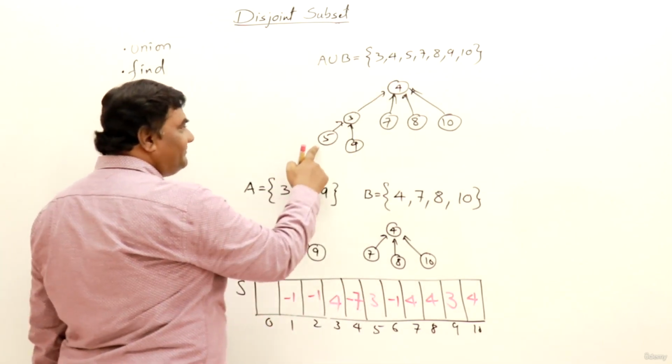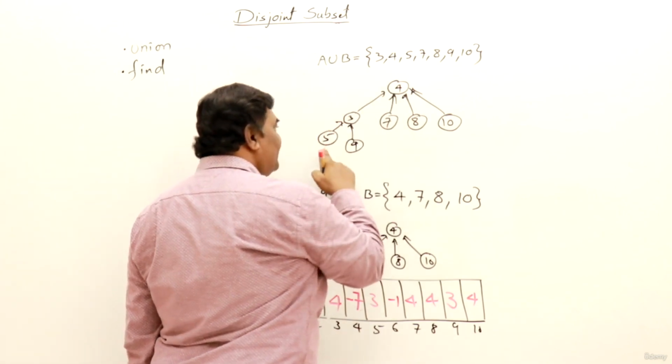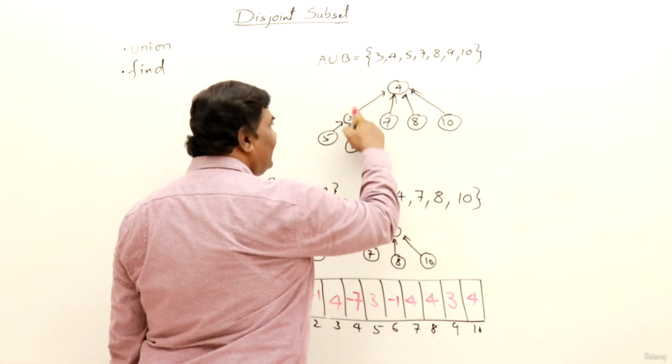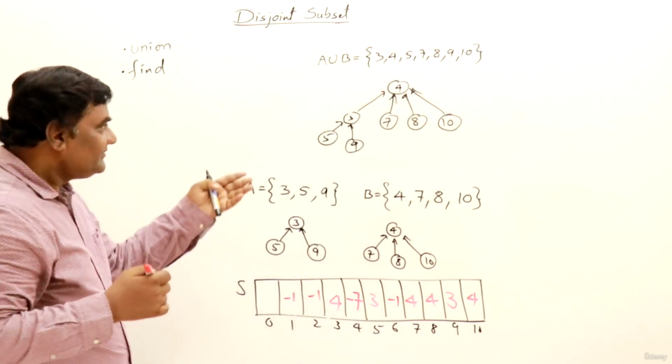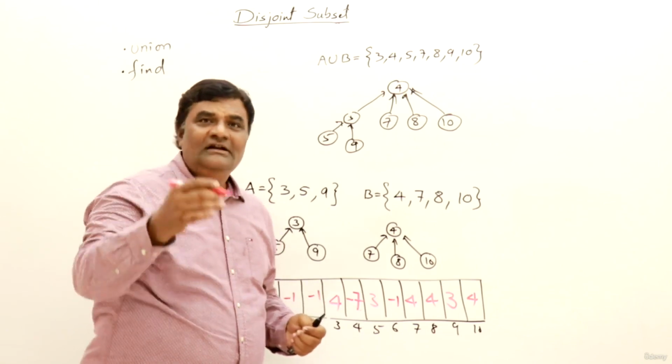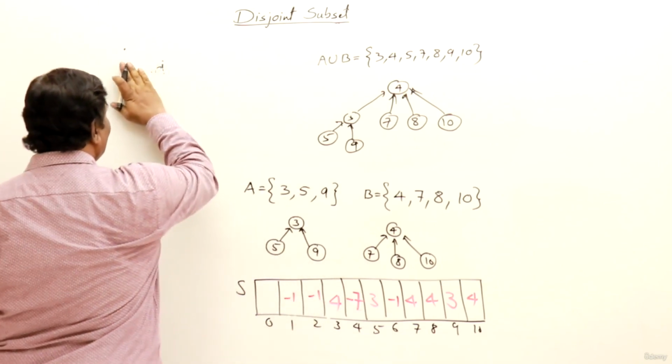Now if you check who is the parent of 5, the parent of 5 is 3, and 3's parent is 4. So the parent of 5 is 4, parent of 9 is 4, 10 is also 4, 8 is also 4, 7 is also 4. So this is how union is done. So I will write down a simple code for performing union here.